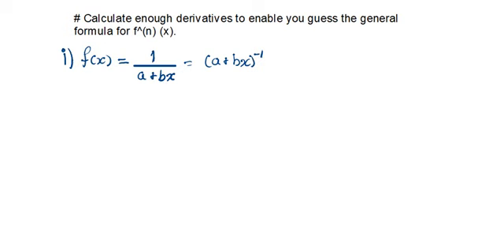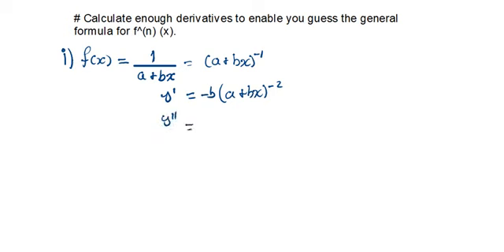Differentiating that for the first derivative, I'm using the chain rule here. I'll have my negative 1, then I differentiate what is in the bracket as my u, which gives me b. I close (a + bx) to the power negative 2. Remember that when you're differentiating, the power is going to reduce by 1. So what you end up having is minus b, (a + bx) to the power negative 2. That is our first derivative.